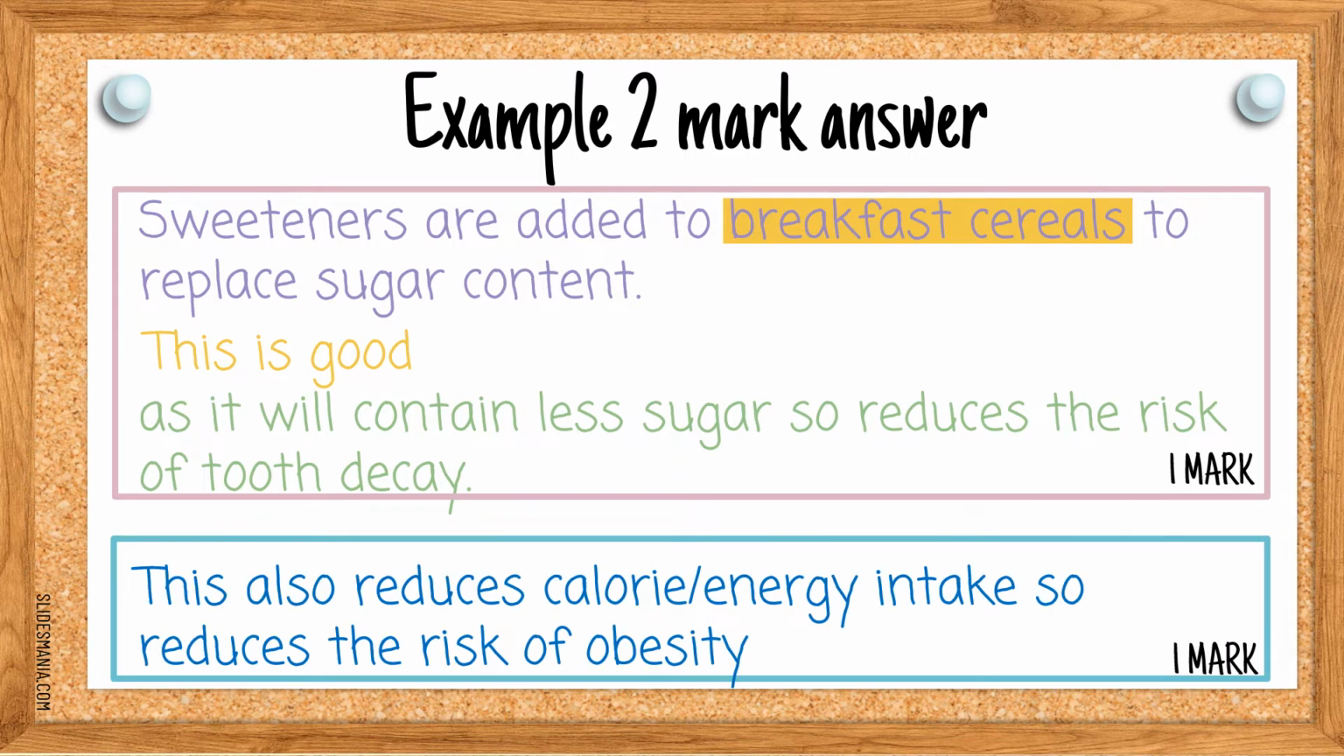However, we know a little bit more about this answer. So we've gone on and given a developed consequence, which is shown in blue. This also reduces calorie or energy intake, so reduces the risk of obesity. So this is a developed consequence. We've developed that consequence further and we've gained a second mark from doing so. So if your fact and your opinion are going to be the same, you don't need to write those out again. You just need to add in a developed consequence and then you can get 2 marks.